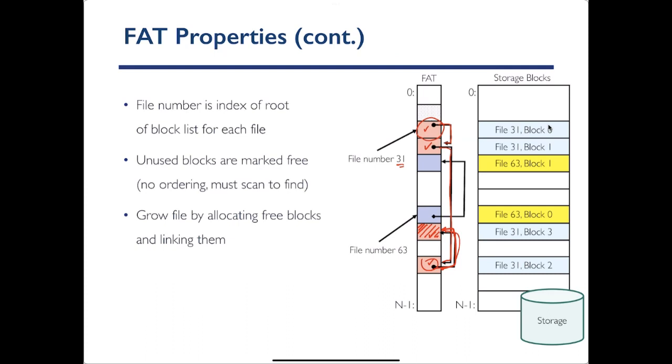If you want to create a new file, you again search for a free entry. Once you find a free entry, this becomes your first block for this file. So if this first block is block 63, then your file number becomes file number 63, because there is this one-to-one mapping from the first entry to file number.